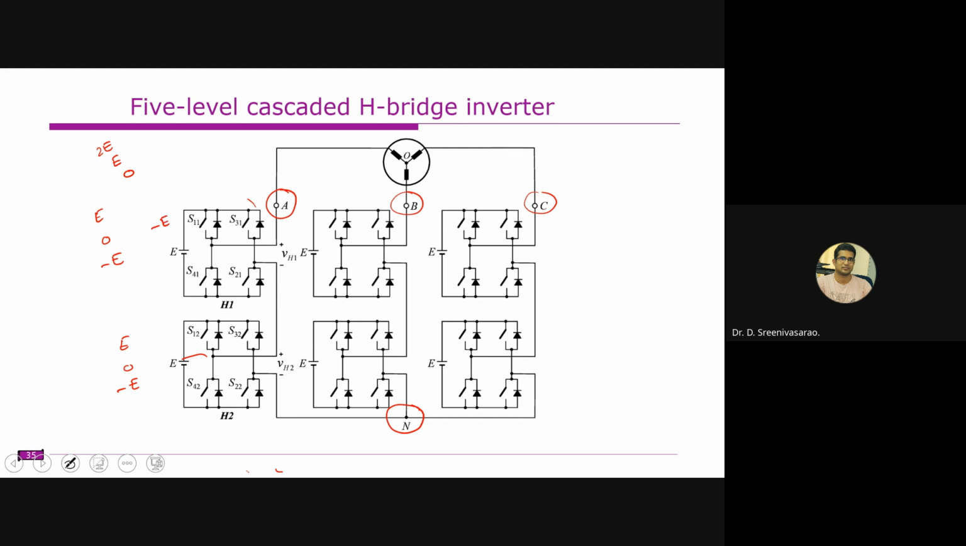For example, you are getting minus E here and plus E here, and you are measuring between this point to this point, you will get 0 voltage, right? Similarly, with plus E here and minus E here, you will also get 0 voltage. Similarly, minus E and minus 2E voltage you can also obtain. Understood? So from here to here, measuring between A and N, you will get 5 voltage levels. Similarly, between B and N you will get 5 voltage levels, and between C and N also 5 voltage levels. Right. So these are the phase voltage levels, and if you go for the line voltage levels, it will be somewhere between 4E and minus 4E, and you will get 9 levels in the line voltage. Understood?